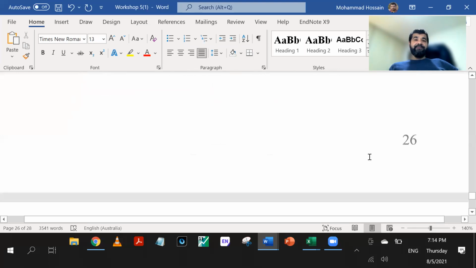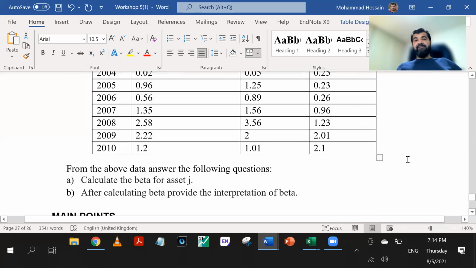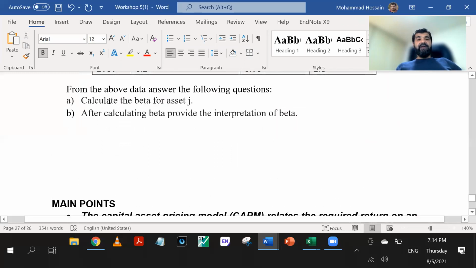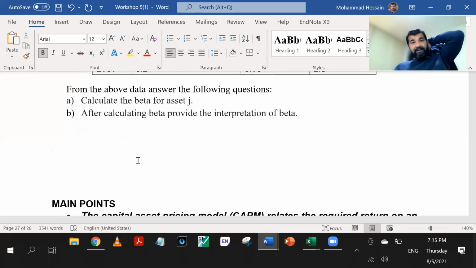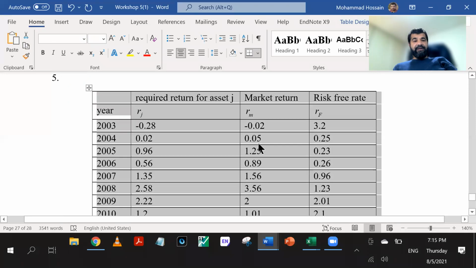Okay, last one. The return from asset J is given, RM given, RF given. See, your assignment. Few things are given. What do they want? Calculate the beta for asset J. After calculating the beta, provide the interpretation of that. What does the beta mean? How to calculate the beta here? We will have to take this table in an Excel sheet.